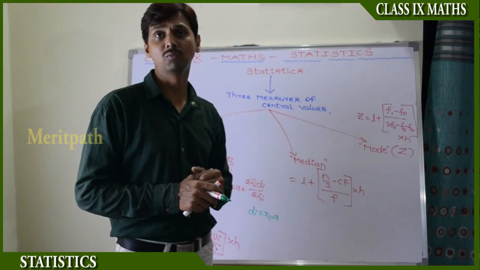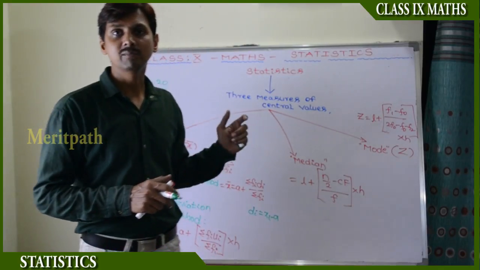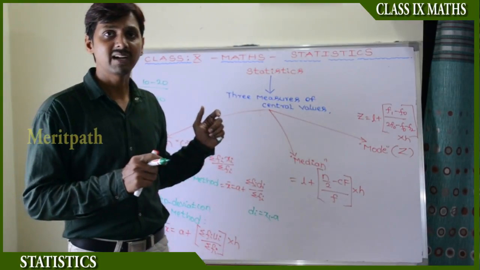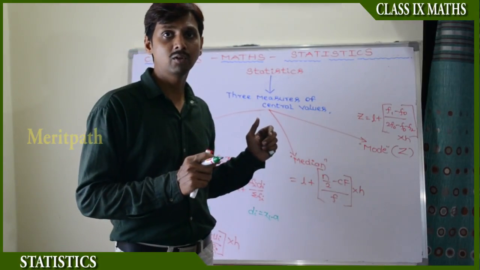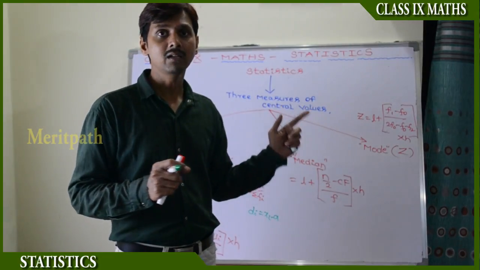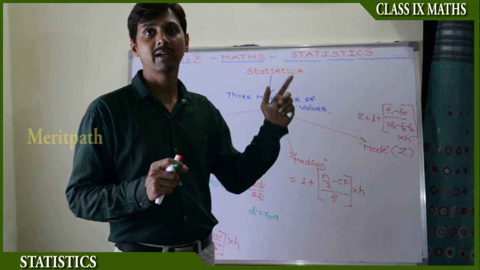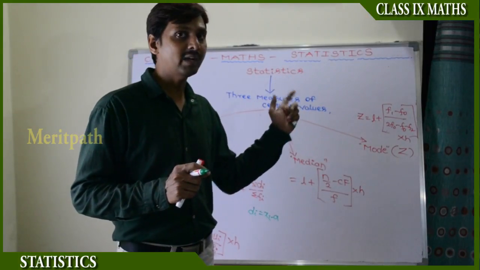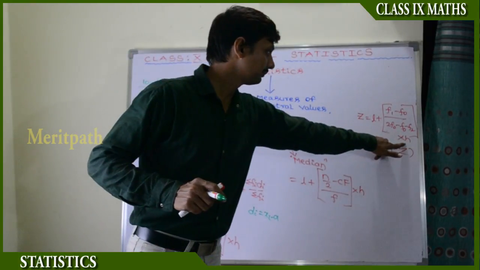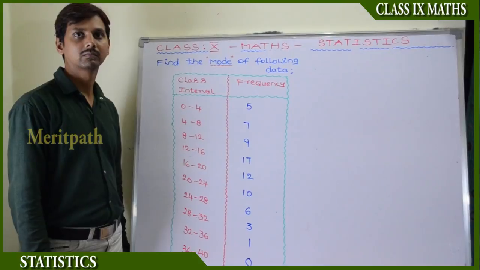Let's go to the next formula, that is mode z is equal to f1 minus f0 by 2f1 minus f0 minus f2, and we will multiply by h later. This is into h.